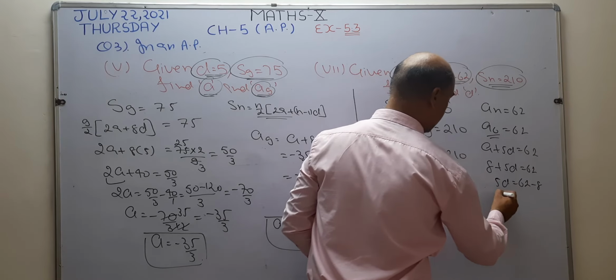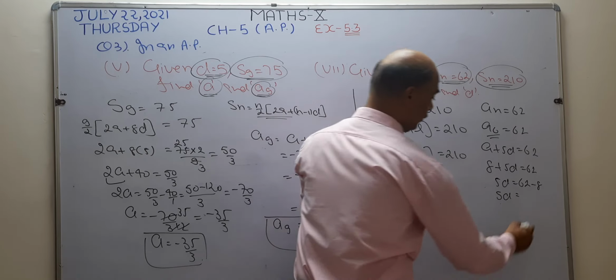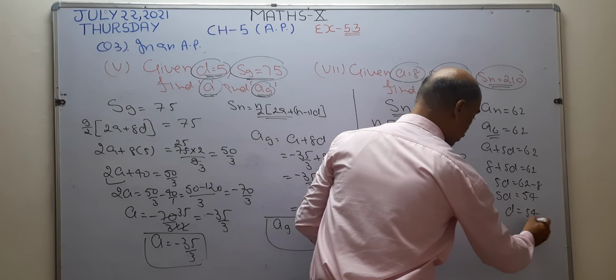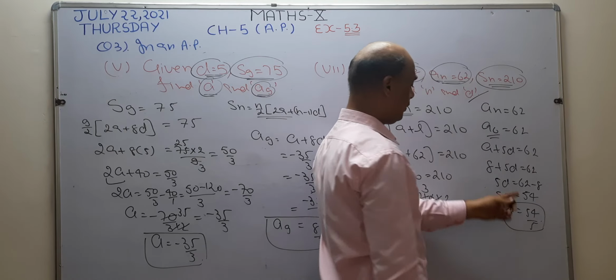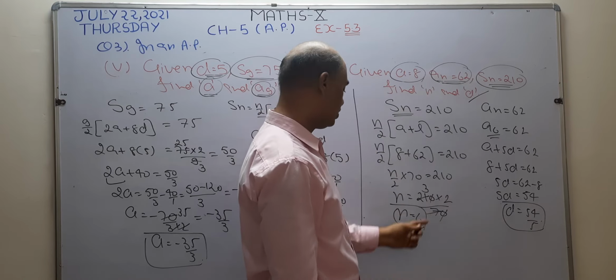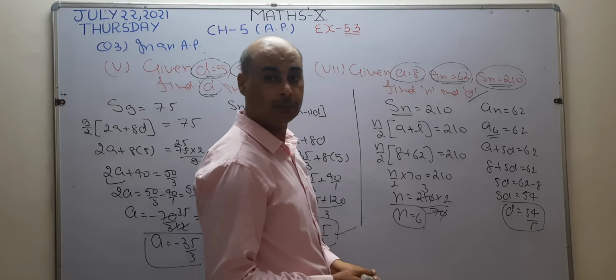62 minus 8, how much? When you subtract 8 from 62, what is left? 54. So write here 54. So the value of d becomes 54 by 5. So the common difference of the given AP is 54 by 5 and its value of n is 6. This is the answer of its seventh part. I hope it is clear now.